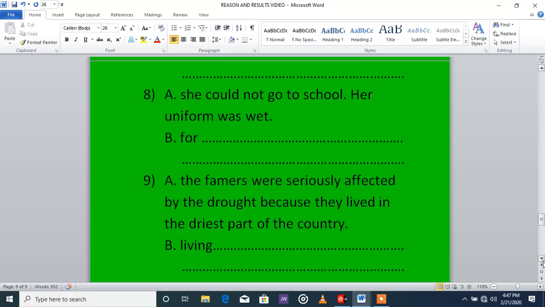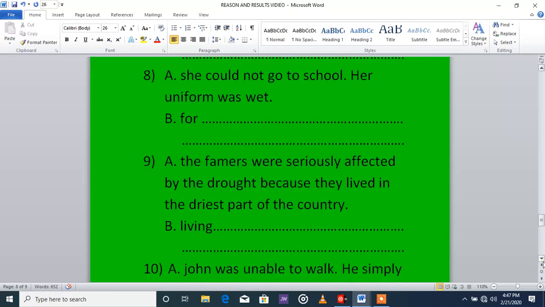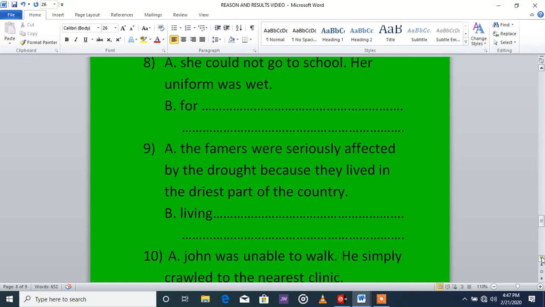Then the other one reads as: the farmers were seriously affected by the drought because they lived in the driest part of the country. Begin with "living". The answer will read: living in the driest part of the country, comma, the farmers were seriously affected by the drought. You put a full stop.